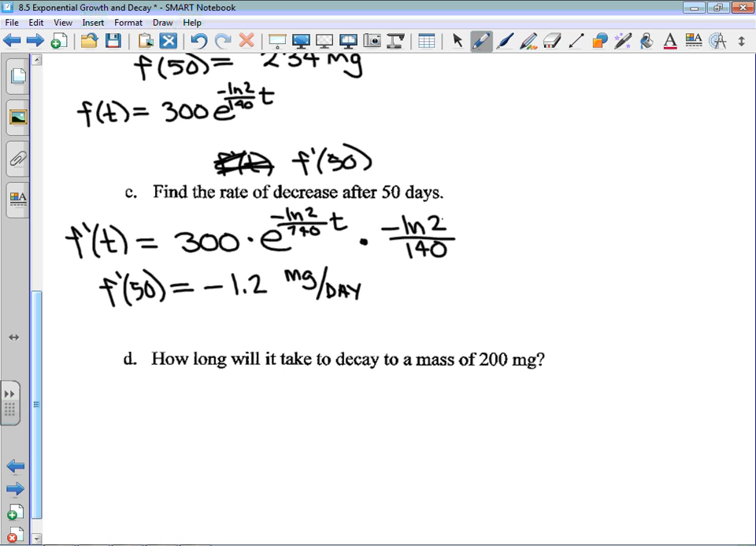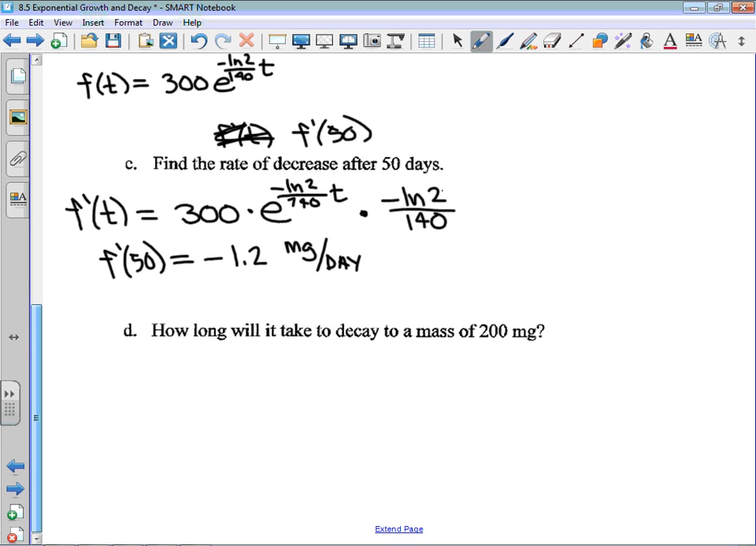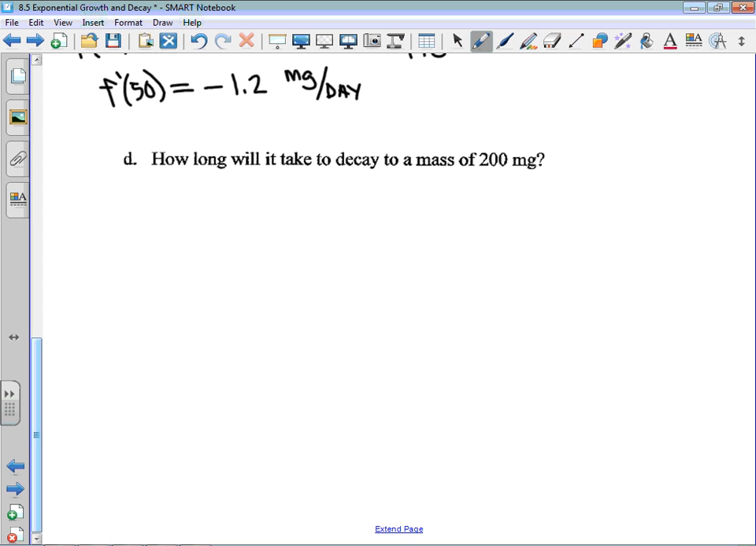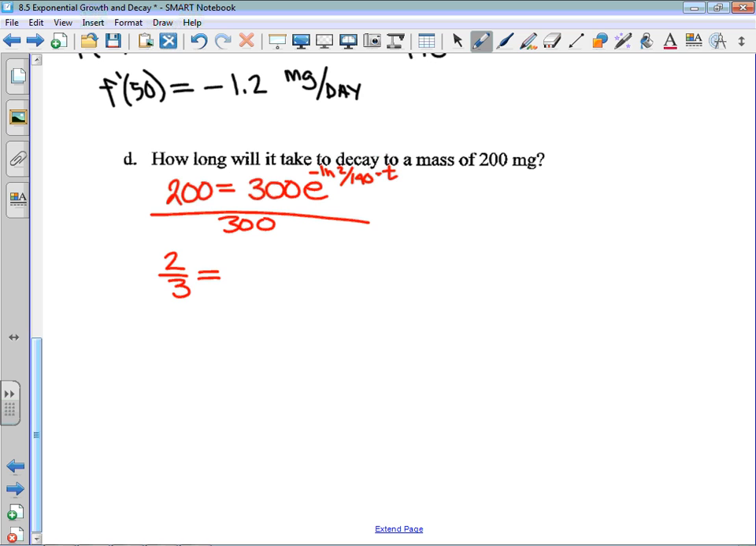All right, for D, it wants us to identify how long will it take to decay to a mass of 200. This is basically solving when will 200 be equal to 300 times e to the power of negative ln 2 over 140 times t. You don't have to write it as a fraction, but I think it is beneficial to immediately divide it by 300. And I'm going to write 200 divided by 300 as 2/3. And that's going to be equal to e to the power of negative ln 2 over 140 times t.